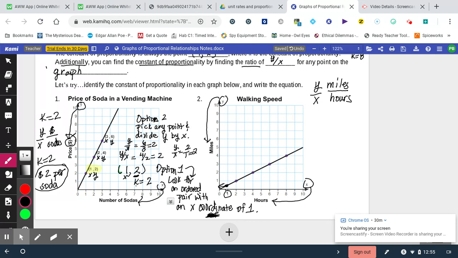Okay, it looks like a half. I'm not quite sure. So, I would have to guess it. I don't want you guessing. So, don't use option 1 on this one. Don't look for an x of 1 because you can't really tell what the y value is. All right, so I'm only going to use option 2.